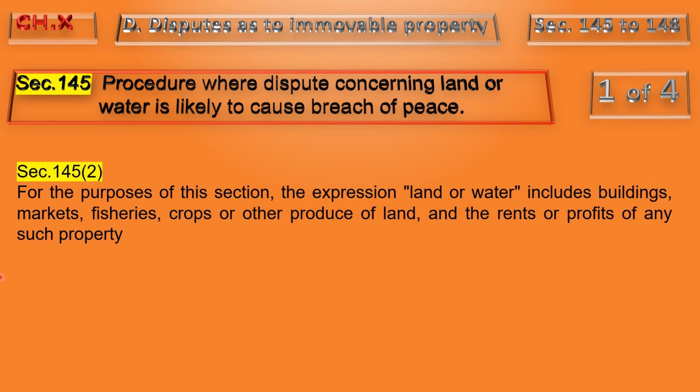Next is subsection 2 of section 145. It says, for the purposes of this section, the expression land or water includes buildings, markets, fisheries, crops, or other produce of land, and the rents or profits of any such property. So subsection 2 is indirectly explaining the term land and water. In a judicial examination, it might ask, what does the expression land and water include? Then you have to see whether the options are buildings, markets, fisheries, crops, or other produce of land. It also includes the rents or profits of any such property, which we think is not going to be the expression of land or water, but subsection 2 is explaining it. So do remember it.